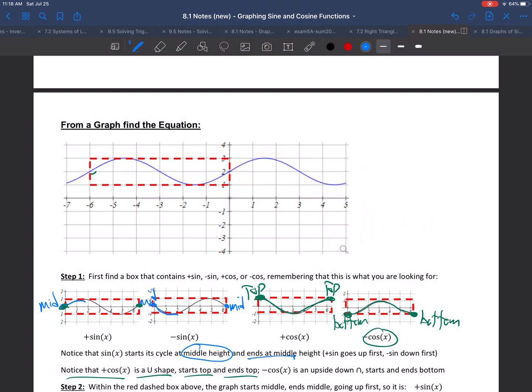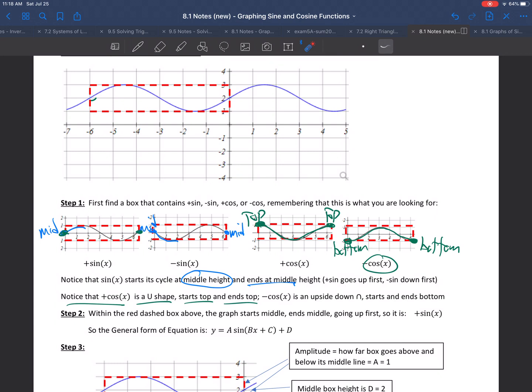Notice that the first step, as it's saying here in the notes, is to first find a box that contains it. Now, to put a box, you've got to remember very clearly, this is the part that most people are not 100% clear on. You've got to remember what sine and cosine look like in their box, what one cycle of sine and cosine look like.